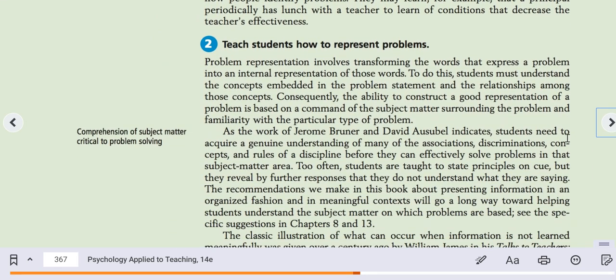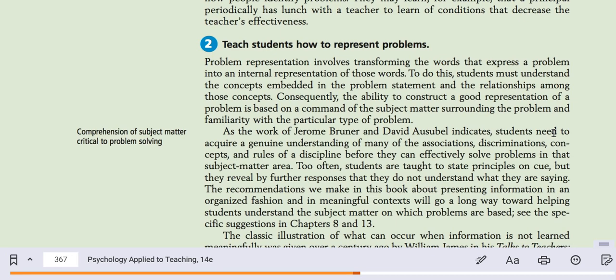Teach students how to represent problems. Problem representation involves transforming the words that express a problem into an internal representation of those words. To do this, students must understand the concepts embedded in the problem statement and the relationships among these concepts. Consequently, the ability to construct a good representation of a problem is based on a command of the subject matter surrounding the problem and familiarity with the particular type of problem.